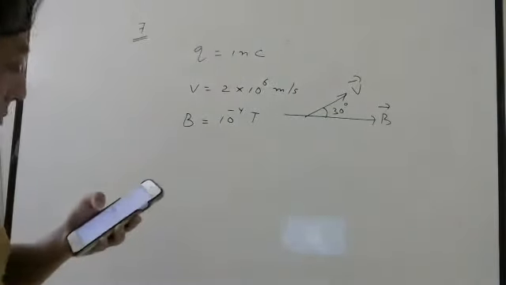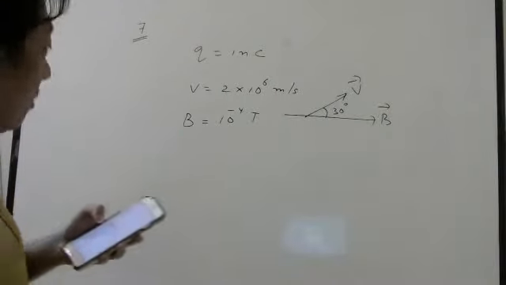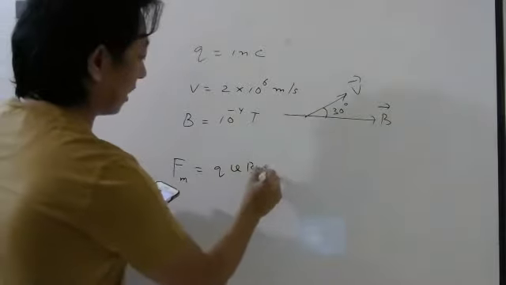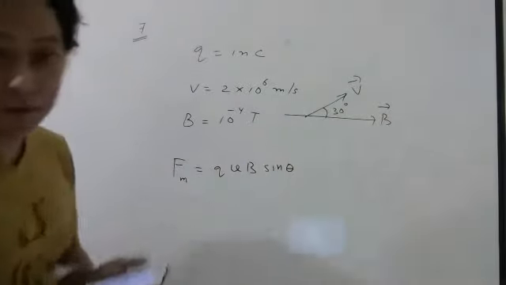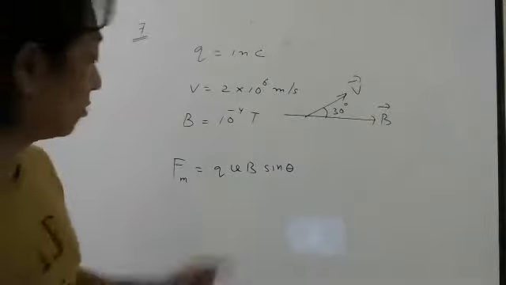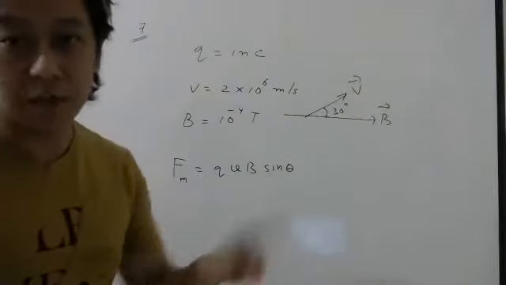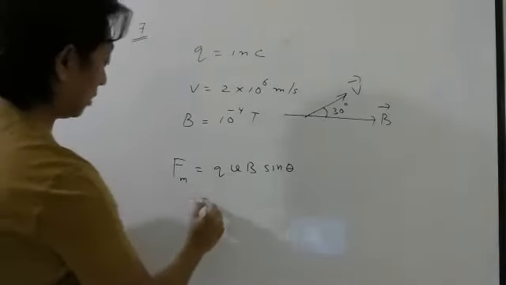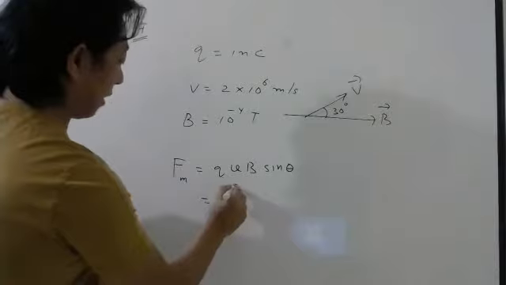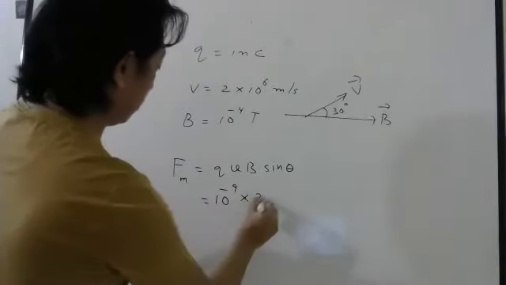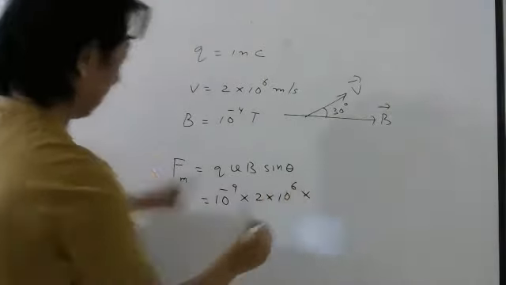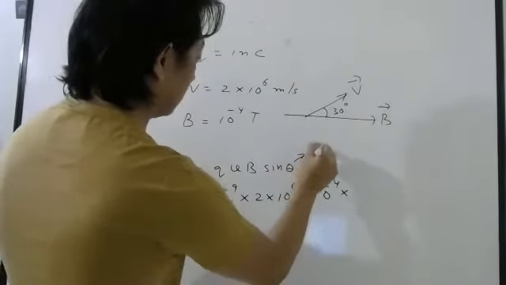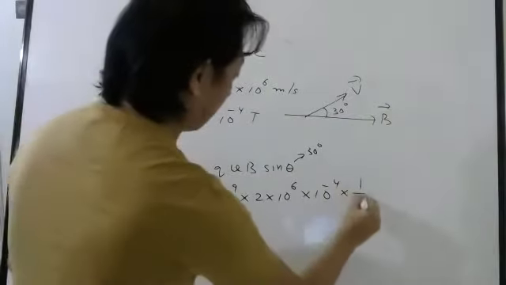What is the magnitude of magnetic force on the particle? Magnetic force, what is the formula? QVB sine theta, right? V bar cross B bar. So for magnitude, you have to use A bar cross B bar, magnitude is AB sine theta. So charge is 1 nanocoulomb. Nano means 10 power minus 9. Speed is 2 into 10 power 6. Magnetic field is 10 power minus 4 Tesla. Theta is 30 degree, so sine 30 degree will be half.